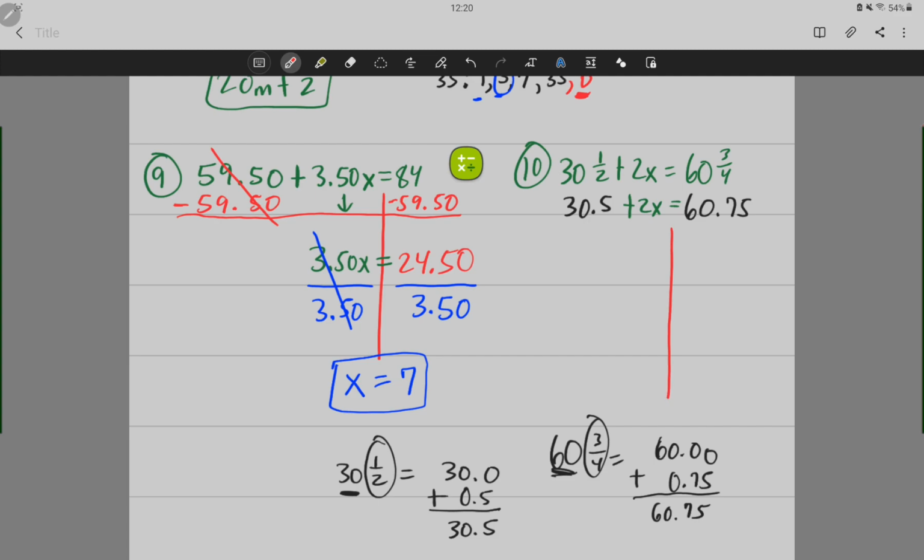We want to get x by itself, but we have that constant term of 30.5. That's positive. To get rid of it, do the inverse. So subtract 30.5 on both sides. Again, just make sure you line it up.